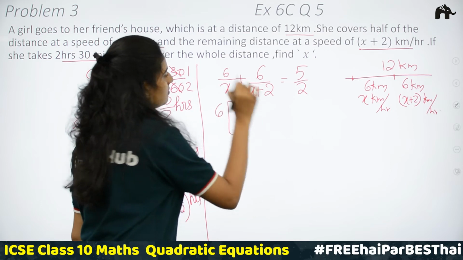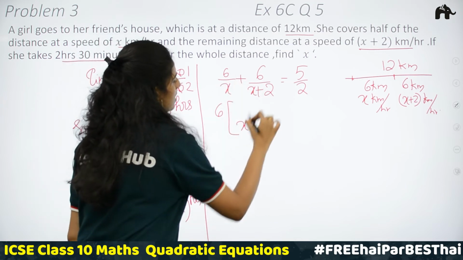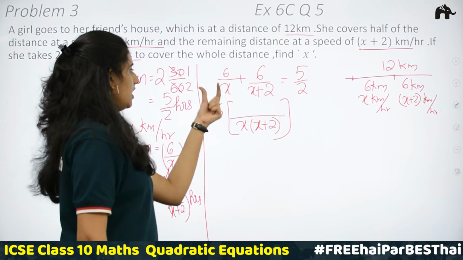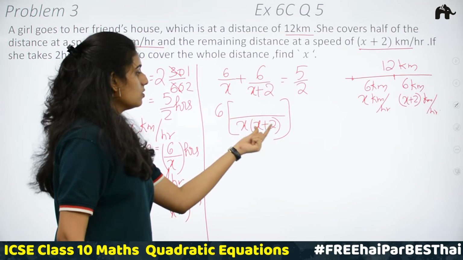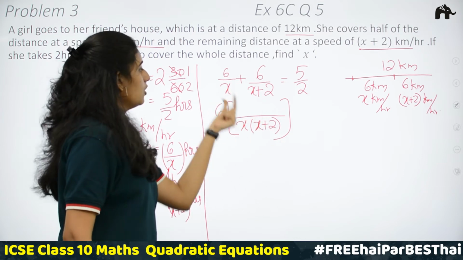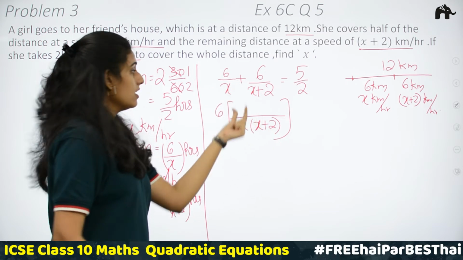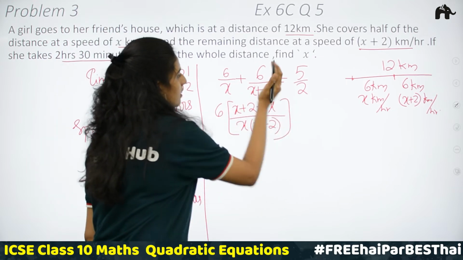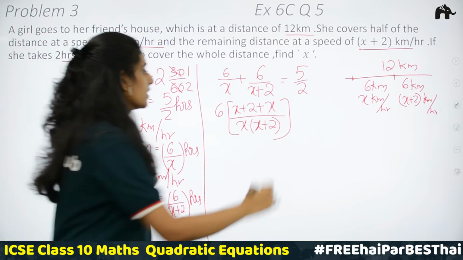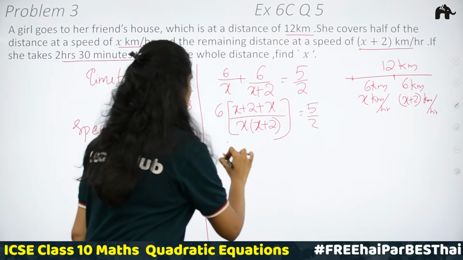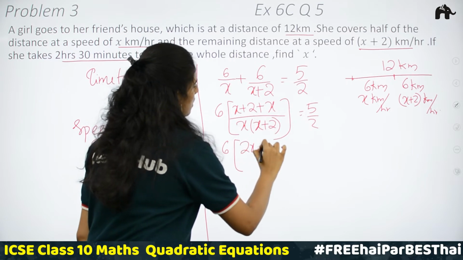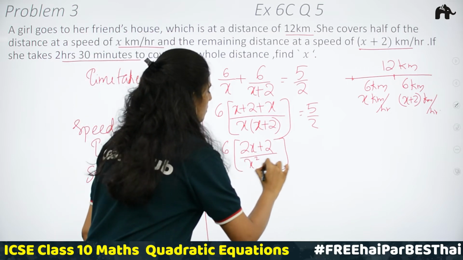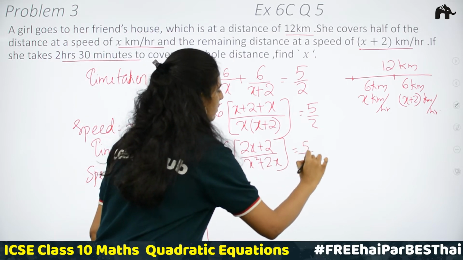Here 6 is common, taking 6 out, in the denominator we get x into x plus 2. What about the numerator? x into x plus 2, we will be getting x plus 2 here plus x plus 2 into x. The 6 is taken out, is equal to 5 by 2, or 6 into x plus x plus 2, that is 2x plus 2, divided by x into x plus 2, which is x square plus 2x, is equal to 5 divided by 2.